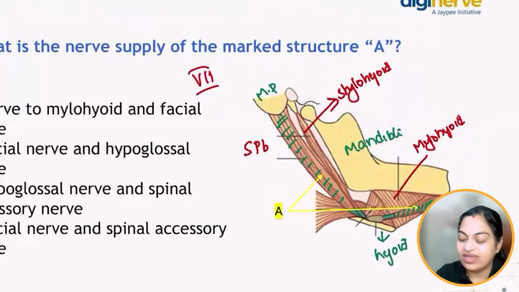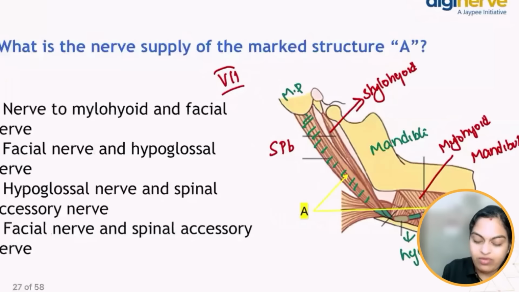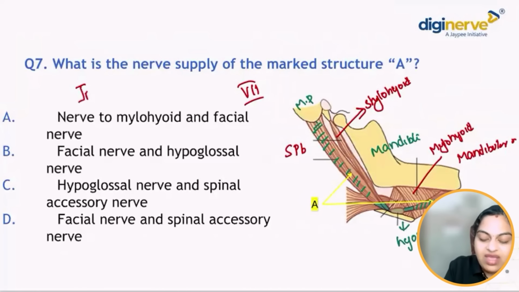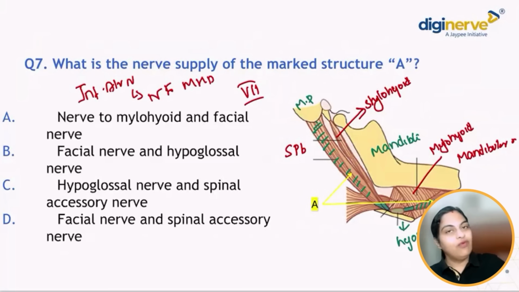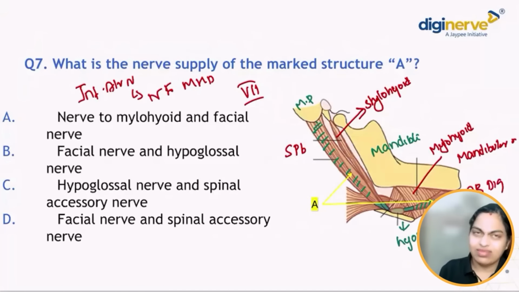Anterior belly of digastric and the mylohyoid. They are innervated by the nerve of the first pharyngeal arch, the mandibular nerve, right? But we don't get to see any option mandibular nerve. So this mandibular nerve gives off the inferior alveolar nerve, and this inferior alveolar nerve will give rise to the nerve to mylohyoid before it traverses the mandibular foramen in the mandible. And the nerve to mylohyoid innervates, yes, the mylohyoid muscle and the anterior belly of digastric, right?